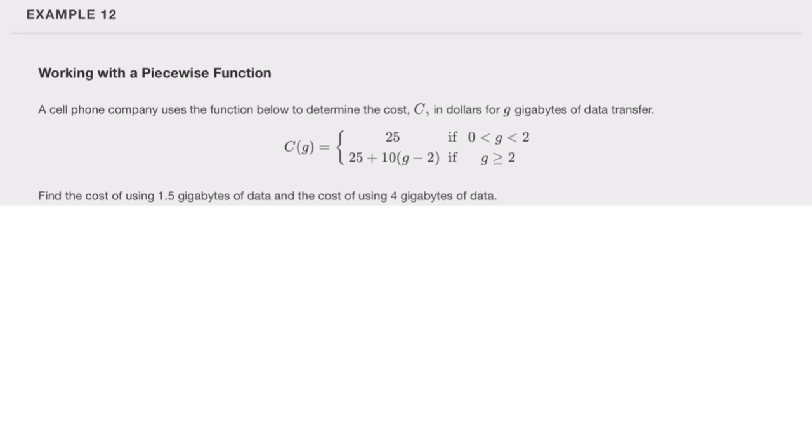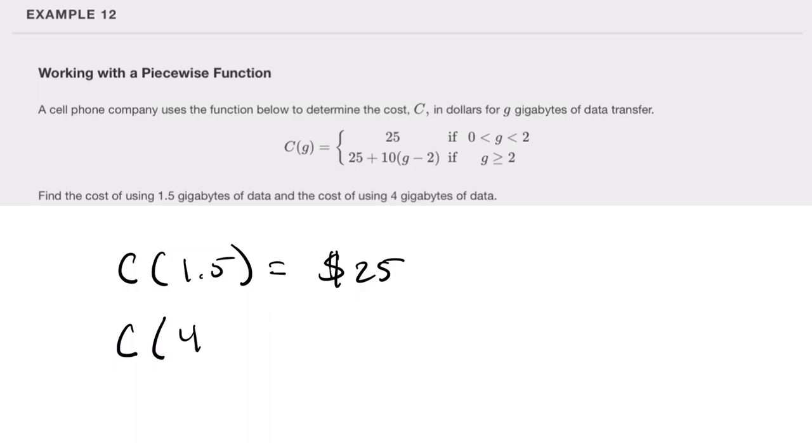And then the cost of using 4 gigs applies to the second row. 4 minus 2 is 2, times 10 is 20, plus 25 is 45. I plugged 4 into the second equation. So these are the results that we got: $25 and $45 is correct.